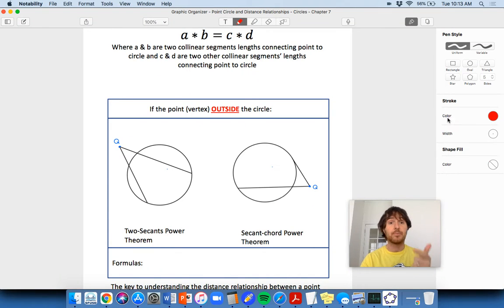So here we have some examples. If the point you're concerned with is outside the circle, and there's definitely going to be some applications of this one, we're going to do in class tomorrow. But anyways, tomorrow's meeting is Wednesday. I'm filming this on Tuesday.